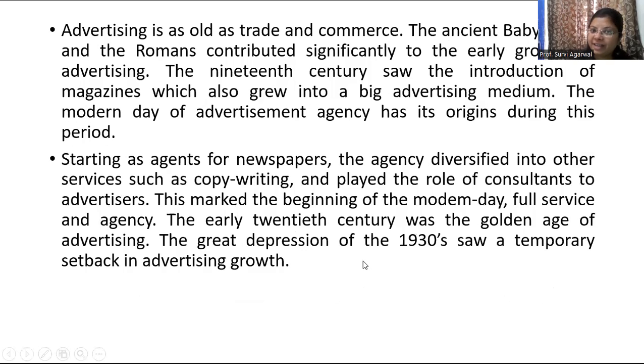Okay, we go to the next slide. Advertising is as old as trade and commerce. It's not a phenomenon of the 20th century. Even from the 16th century onwards, advertisement has been happening. The initial advertisements were carvings on stones by barbers, service givers, tool artists, and so on. Later on, it came on tree bark, with carvings on the bark of trees. The ancient Babylonians and the Romans contributed significantly to the early growth of advertisement.